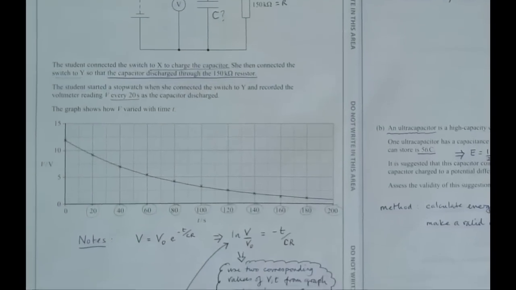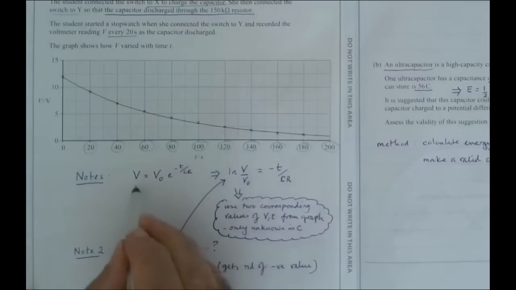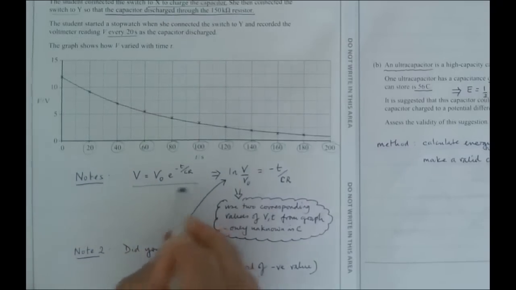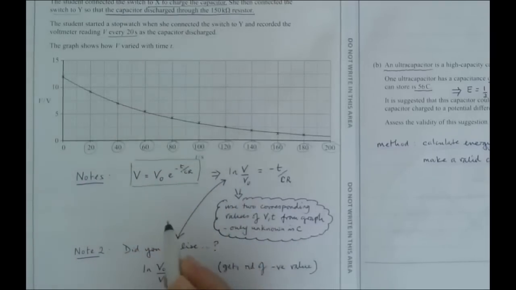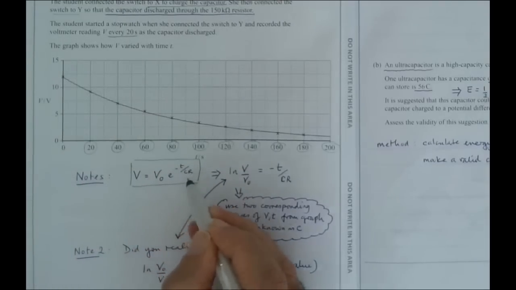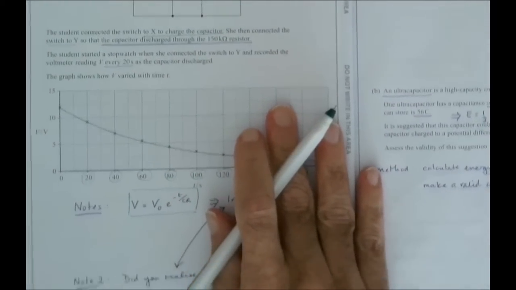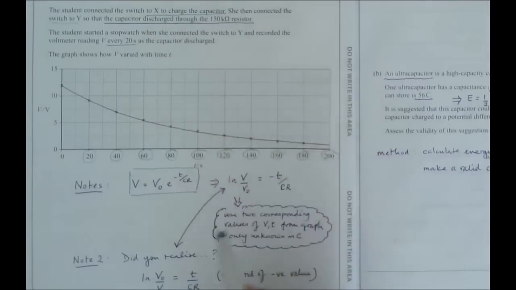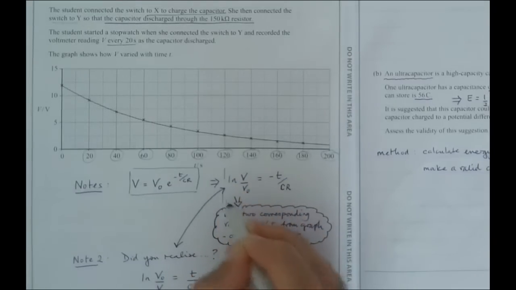So here are my notes at the bottom. The notes for this question are that you need to use the equation of how voltage varies with time. Well, this is a natural logarithmic equation. V equals V naught e to the minus t over CR, where C and R are the values of the capacitor and the resistor in the circuit. Okay, you should know that. If you take natural logs, you can rearrange the equation.